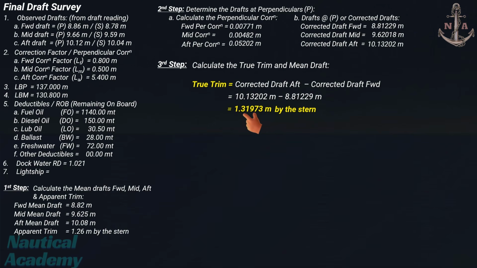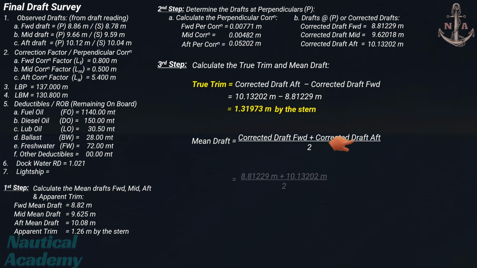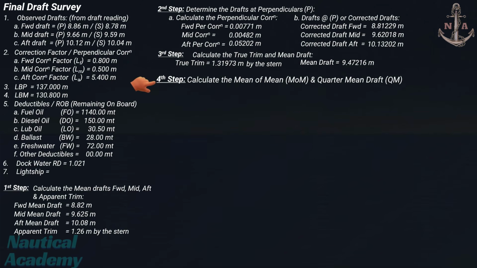You may use 3 to 4 decimal places as the difference is usually negligible, but in this example, I will use 5 decimal places. Next, the mean draft is obtained by adding the corrected forward draft and the corrected aft draft, then dividing the sum by 2. The mean draft is 9.47216 meters. Our next step is to calculate the mean of mean and quarter mean draft.